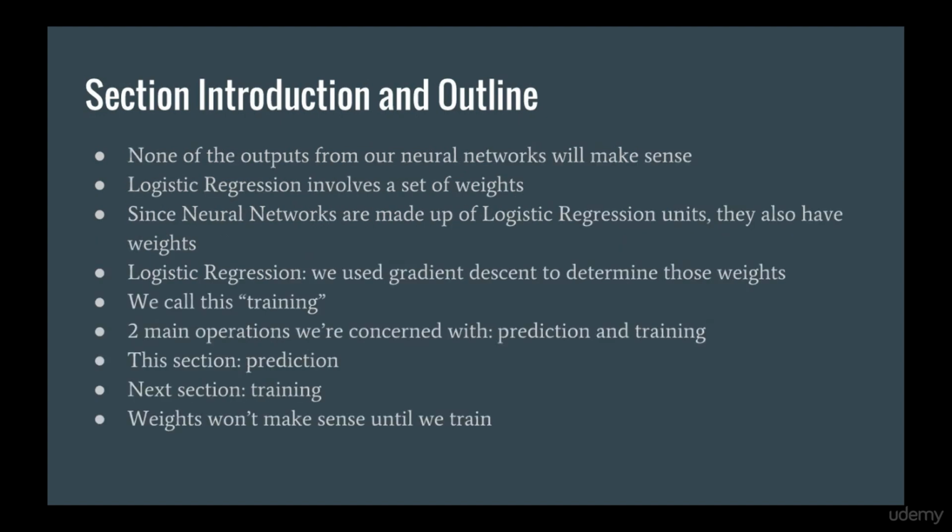In this section, none of the outputs from our neural networks will make any sense. Recall that logistic regression involves a set of weights. And since a neural network is made up of multiple logistic regressions, it also involves a set of weights. With logistic regression, we use gradient descent to figure out those weights. We call this training. And so the 2 main operations we are concerned with are prediction and training. This section will focus on prediction, while the next section will focus on training. After we learn how to train a neural network, the outputs will make sense, but until then they won't.